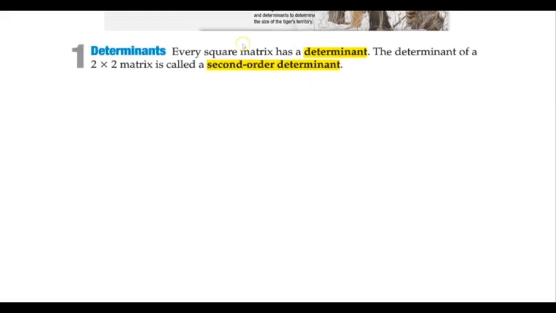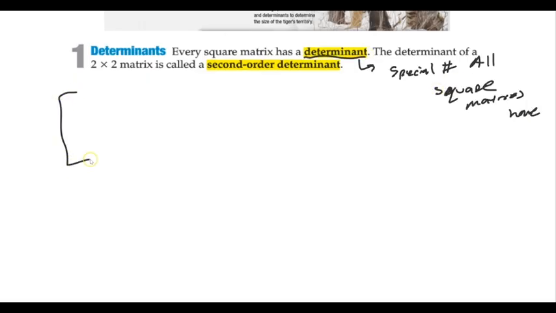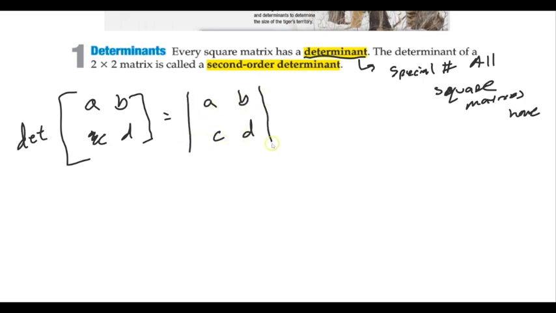Let's talk about what a determinant is. It's a special number all square matrices have. Every square matrix has a determinant. We use that number to solve lots of things. Let's say I give you a basic matrix here: A, B, C, D. If I want you to find a determinant of it, I could say find a determinant of it like this. Or I could write an absolute value: A, B, C, D. In that form, that also just means find a determinant.